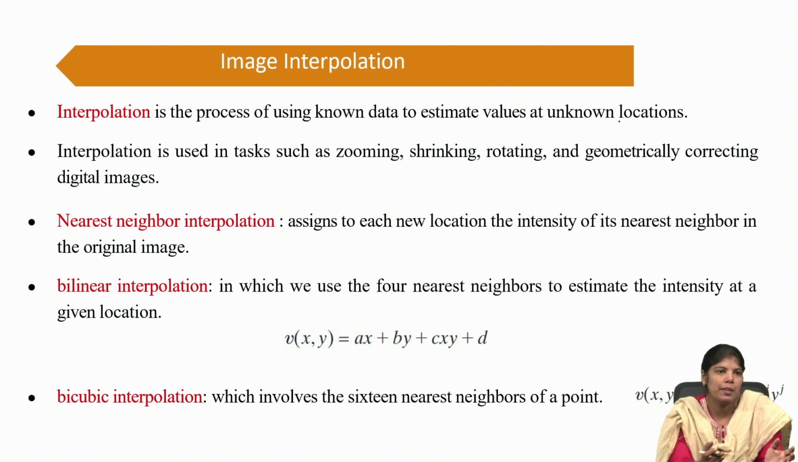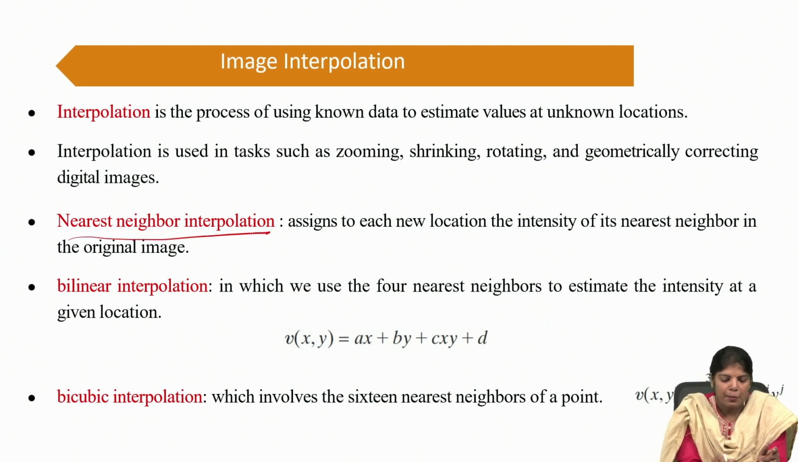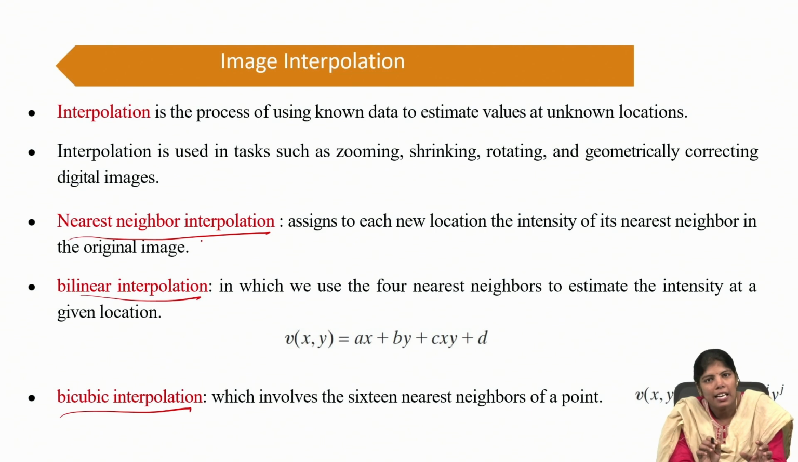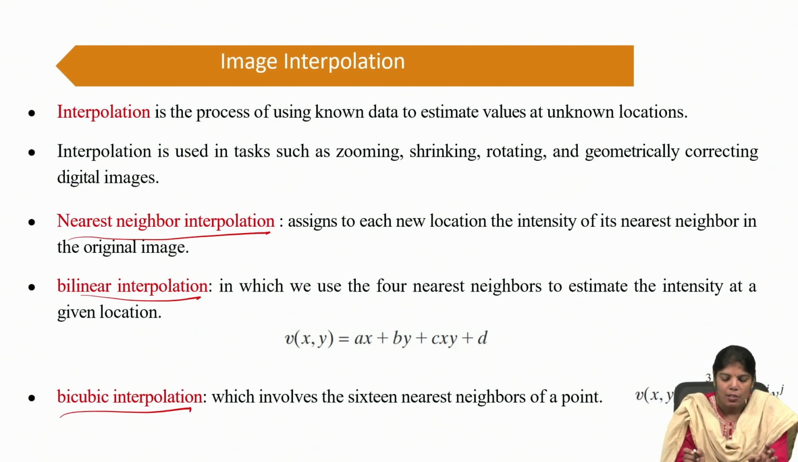We have some pixel information. Based on the pixel information, we are estimating the new values. So how are we estimating? Based on three methods. We have nearest neighbor interpolation, bilinear interpolation, and bicubic interpolation. What does nearest neighbor interpolation mean? It takes the neighboring values of the pixel, the intensity of its nearest neighbor in the original image. In bilinear, we take the 4 nearest neighbors to estimate the intensity of the new value.